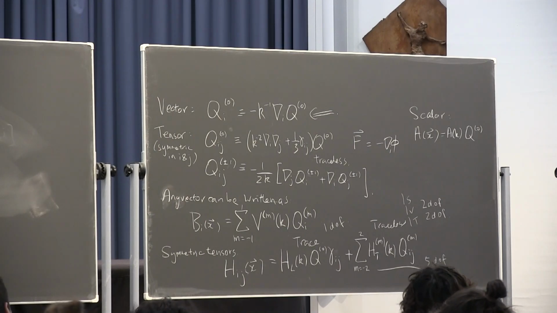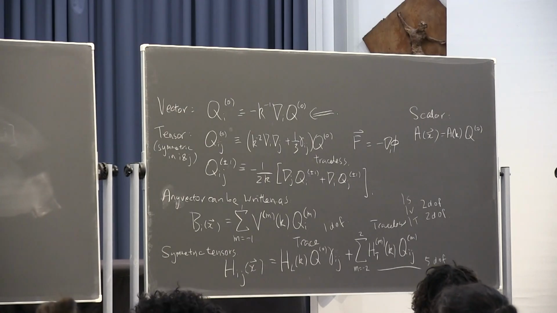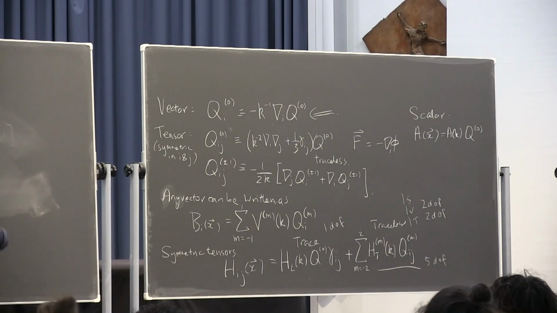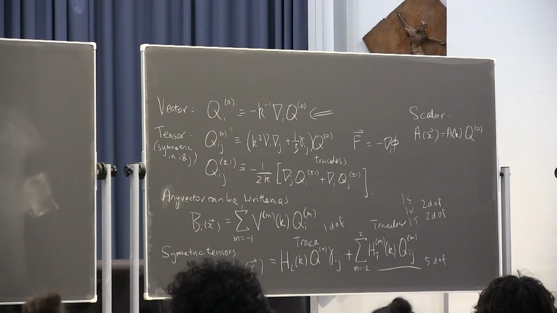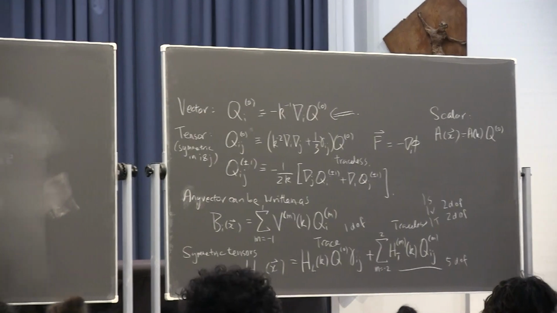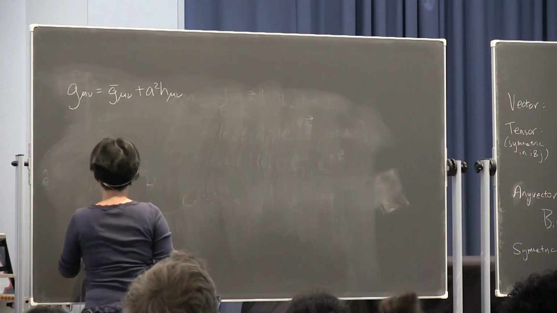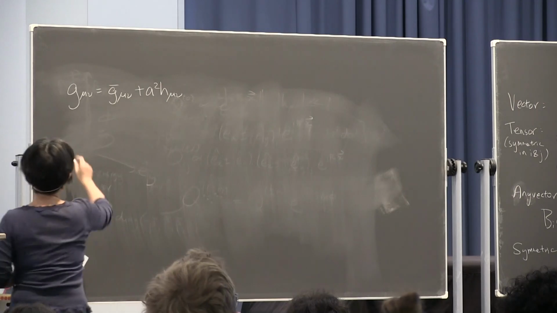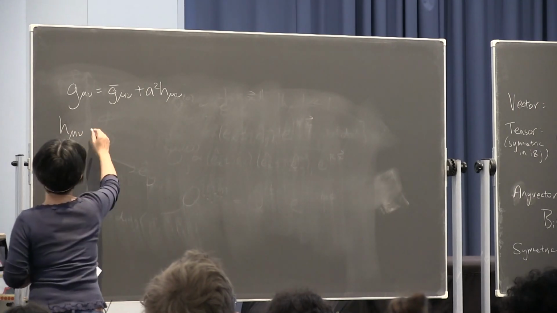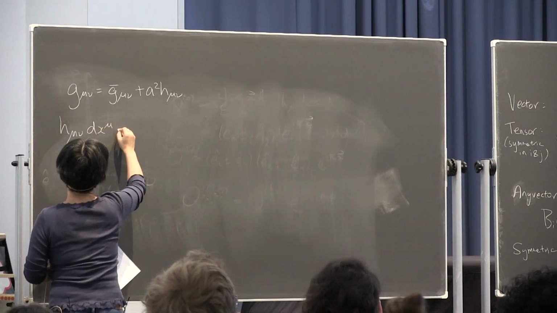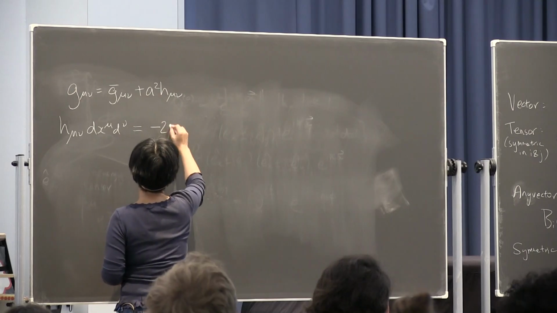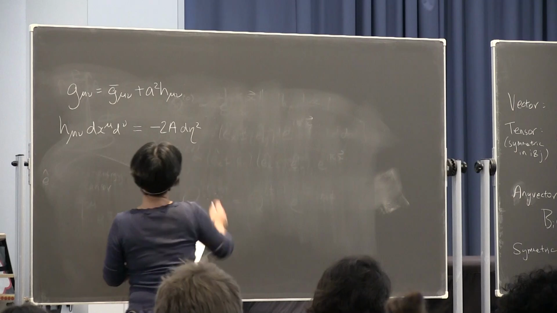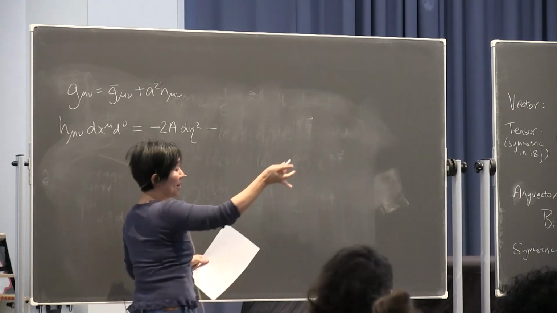Let me clean the board. Now we're going back to the metric perturbations. So as I said earlier, we're splitting the metric into the homogeneous and isotropic part and a perturbation part. Now, if I take h_mu nu, the perturbation, and write this as dx^mu dx^nu, then in general, I can parameterize this thing as minus 2A d eta squared. That's the time part.